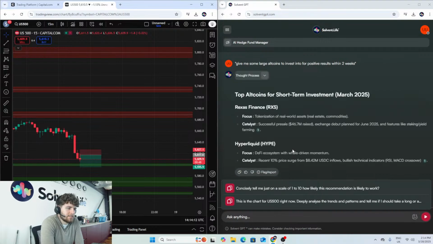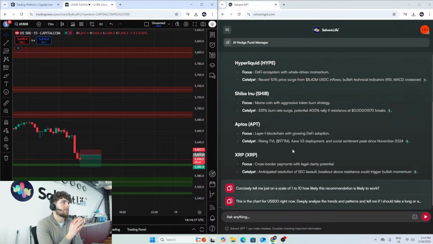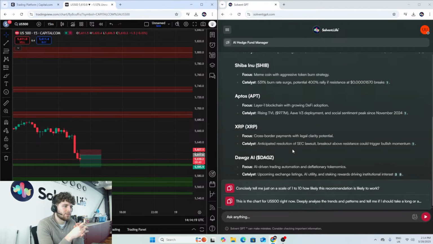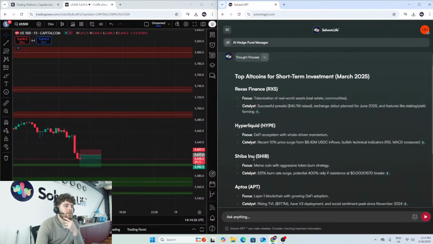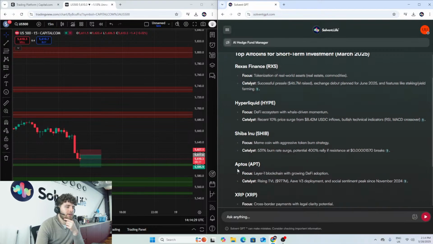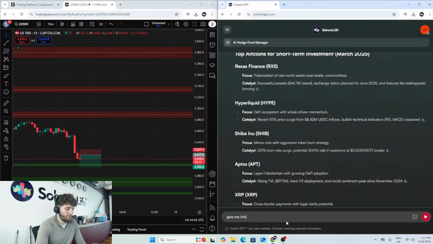Rexus Finance. So that's something I've been seeing a little bit about previously. Shiba Inu, Aptos, XRP. Let's have a look. Okay, so we've been over Aptos on stream. XRP, definitely something we can take a look at. Shiba Inu, again, that would be a good one to take a look at. I think Hyperliquid would be very interesting. So let's say, give me some information regarding.